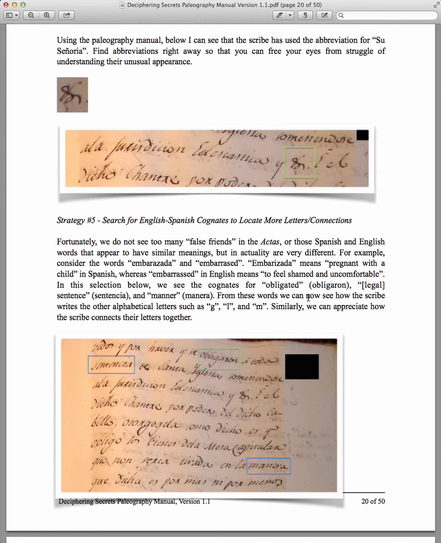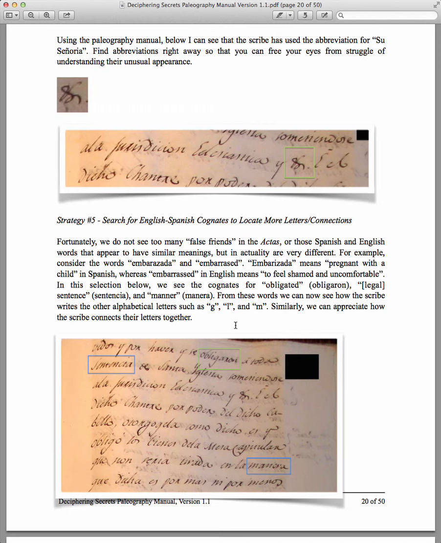But there are, in this particular document, lots of cognates that do kind of make sense. So some of the words, I'm going to zoom in on these in a second, you'll see are obligaron, which you can see is probably obligated. Or sentencia is the Spanish word here. So I'm going to highlight it right there. And so, sentence, not like a sentence in a page, but a legal sentence. And then lastly, manera. So, manner, like a manner or a way of doing something.